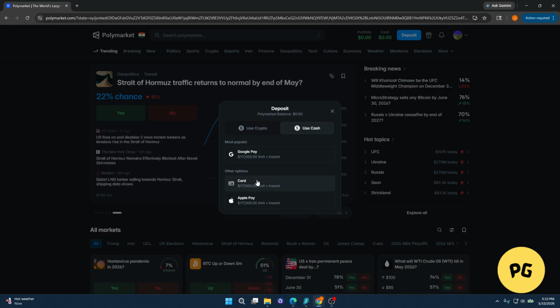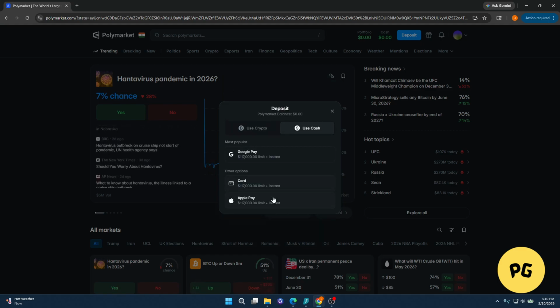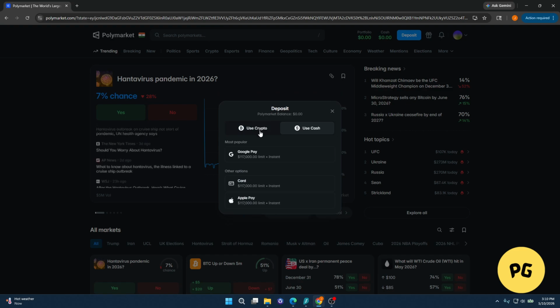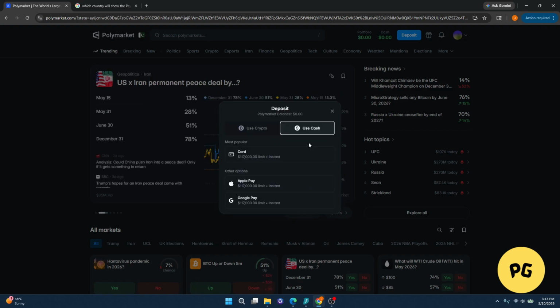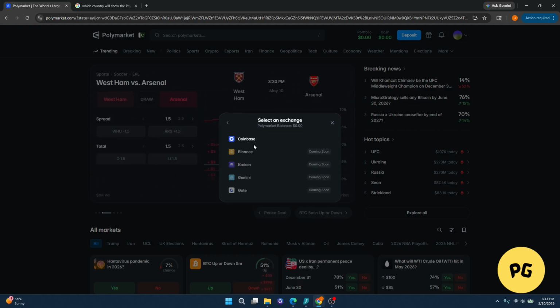Some users may also notice a PayPal payment option that redirects them to MoonPay. This happens because Polymarket does not process PayPal payments directly. Instead, MoonPay acts as the payment processor, allowing users to purchase USDC using their PayPal balance or linked payment methods. After confirming the payment, the service converts your funds into USDC and sends them directly to your wallet.